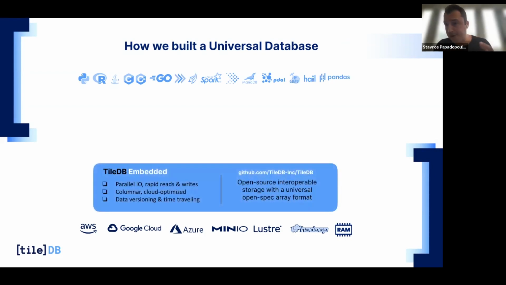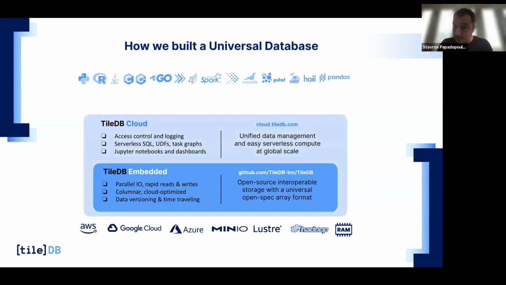And we have two offerings to solve this problem. First, it's about the format and the storage engine of the format. It's called TileDB Embedded. It's a library. It's not a server. You can find it on GitHub over here. And this deals with everything arrays. The format, versioning, time traveling. It has a lot of sophistication just in the open source. And this will always be open source.